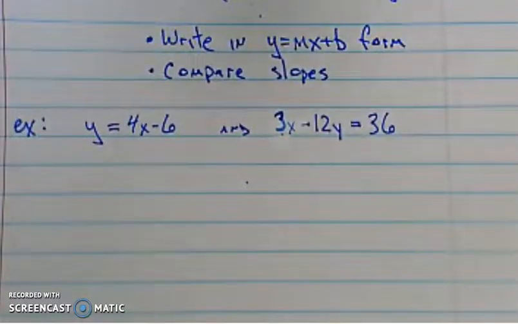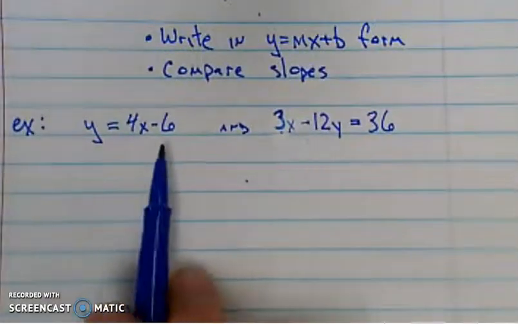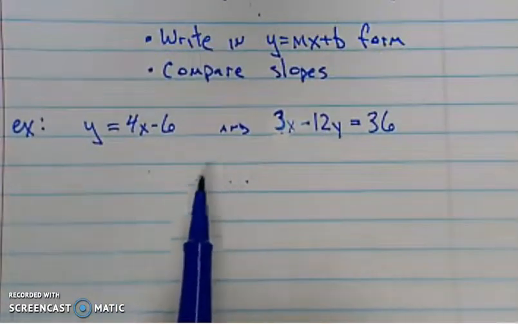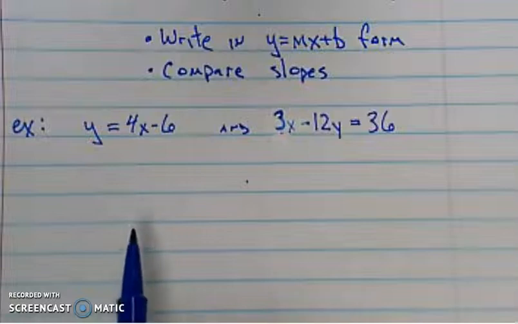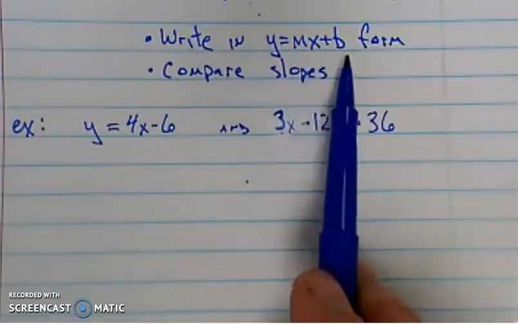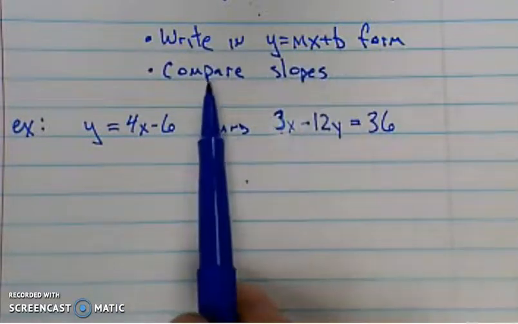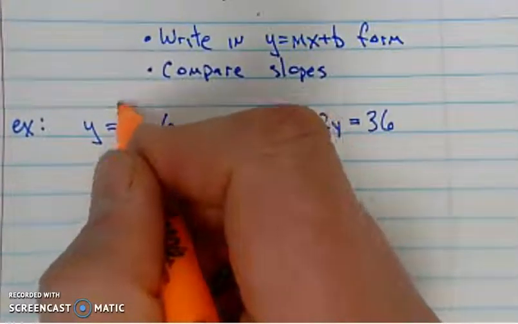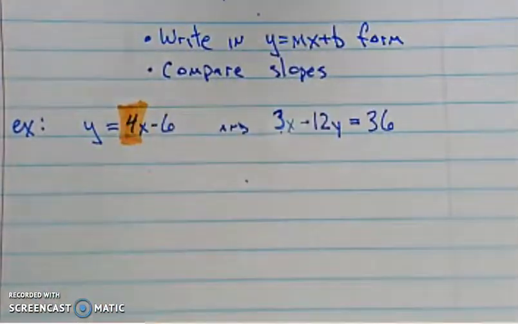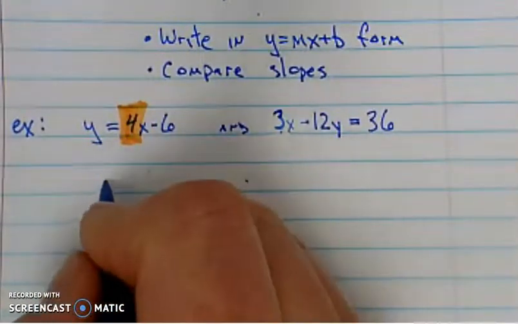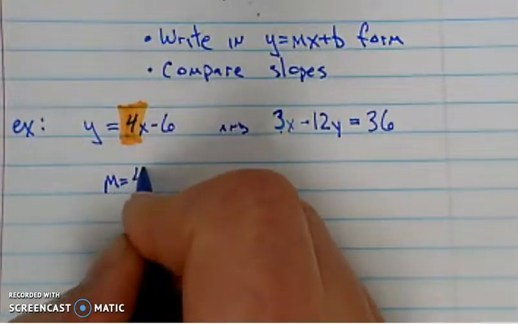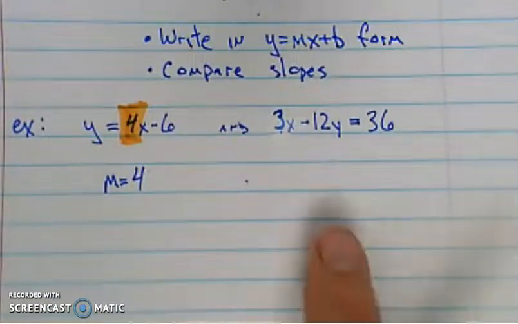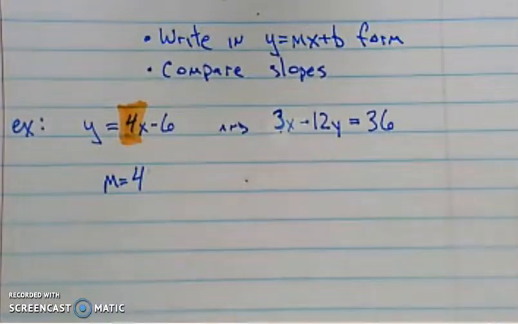So now we have a quick example. I've got two lines and I want to determine whether they're parallel, perpendicular, or just intersecting. So I'm going to write each in y equals mx plus b form and then compare the slopes. Well, the first one is done. That first one's already in y equals mx plus b form. So my m here, my slope, is 4.